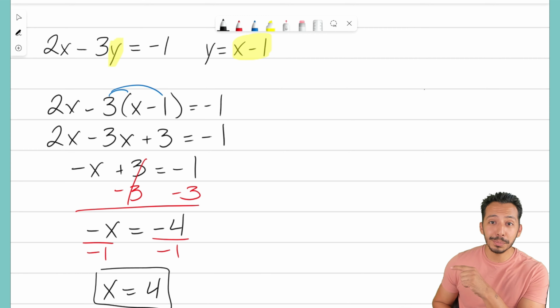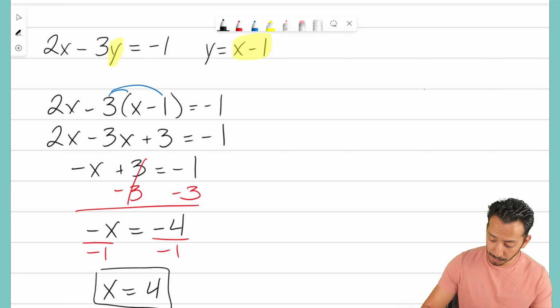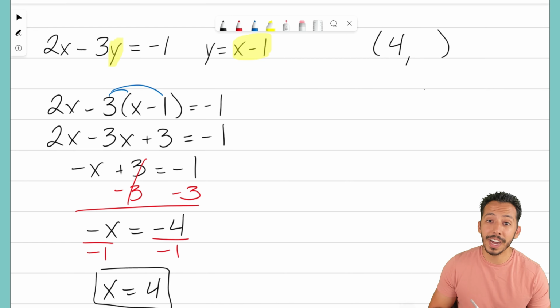I know the x term. I need to know the y term. Remember, we're trying to find this ordered pair over here. And I know that the x term is a +4. I still need to find the y term.